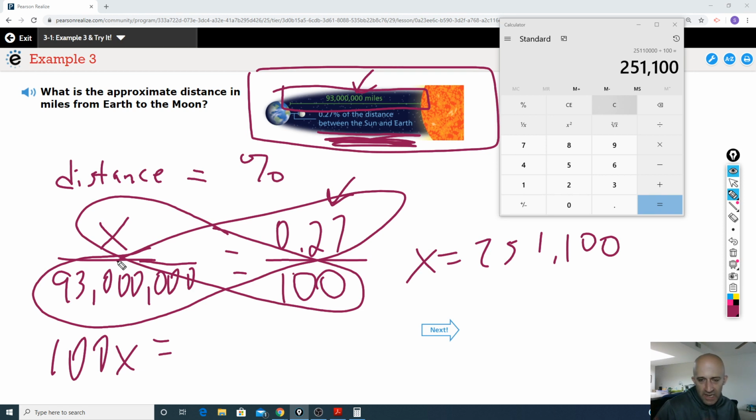Yeah, Nathaniel, exactly. That's exactly it. You can take 93 million times 0.27. It's the same thing. I'm just showing it as a way of dealing with equivalent ratios. Both ways work with that.